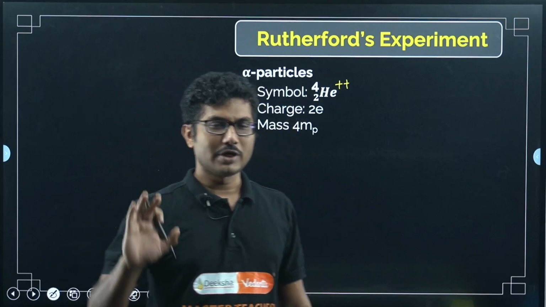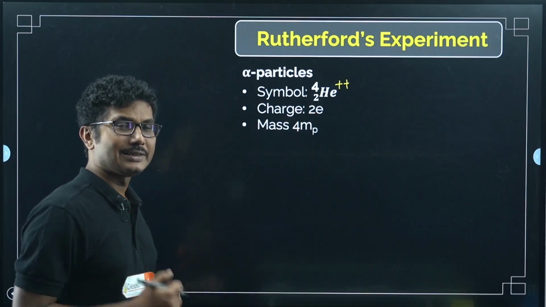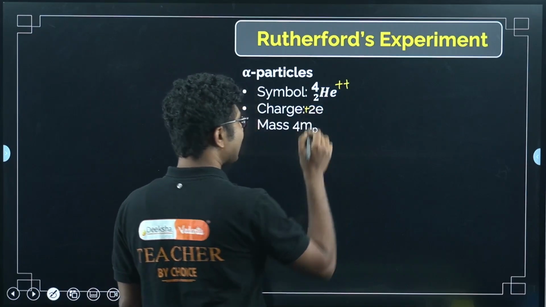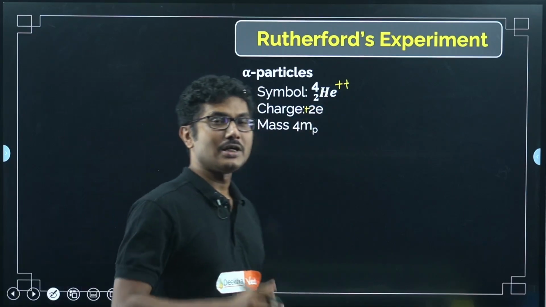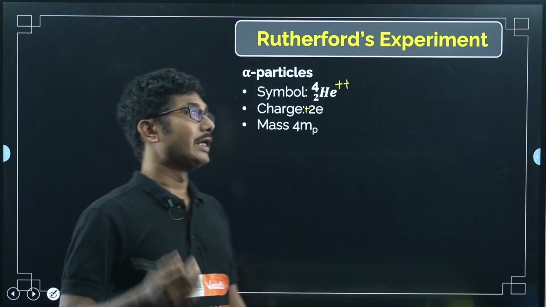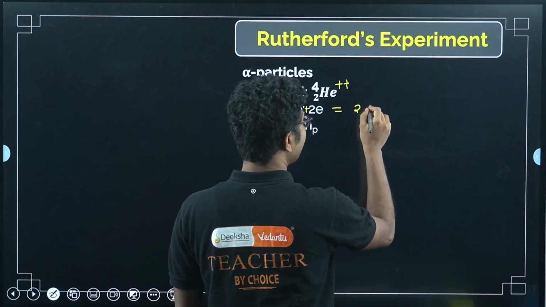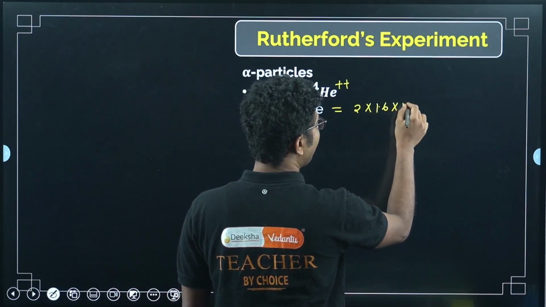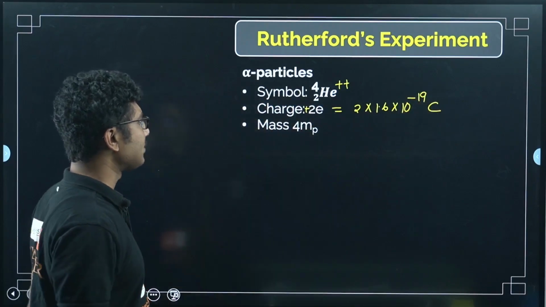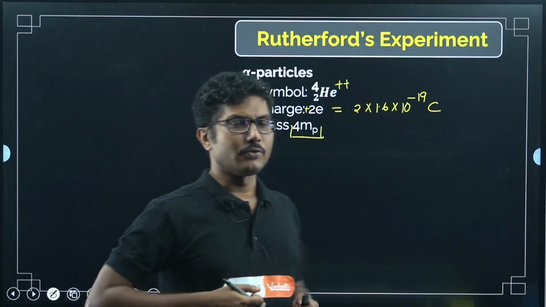Even though we have not discussed the concept of the nucleus yet, you can understand that an alpha particle is nothing but a helium nucleus. It has a charge of plus 2e, equal in magnitude and opposite to that of two electrons. So you can consider this to be 2 times 1.6 times 10 to the power of minus 19 coulomb. So one alpha particle has this much charge, and its mass is 4 times that of the proton.